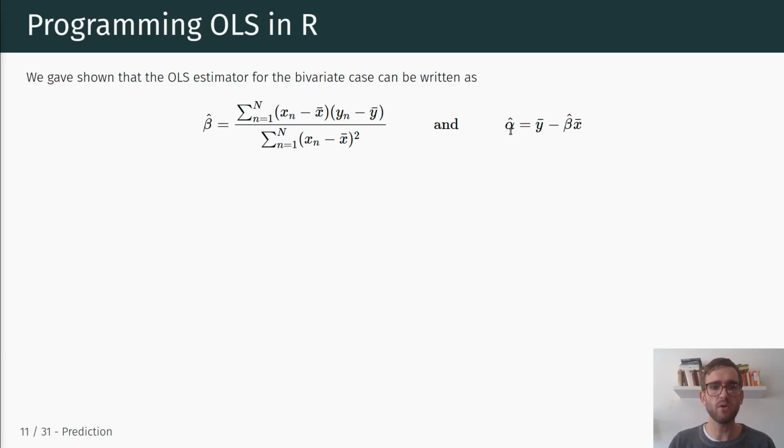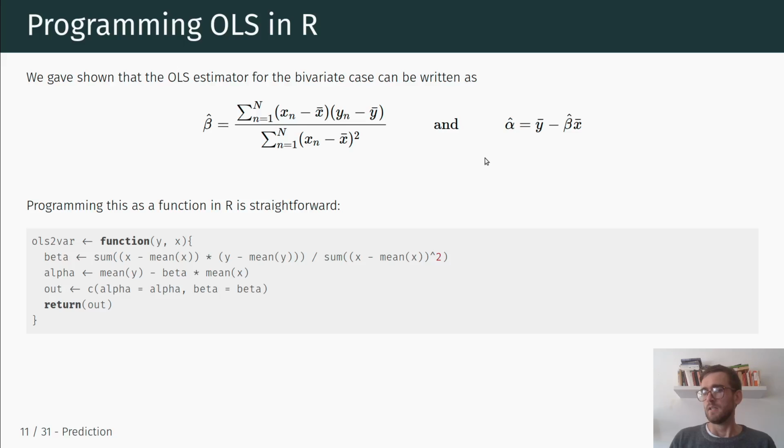Okay, so the goal of this short video is to show that we can directly, very easily program this in R as a function, and then confirm that the result that we get from using the lm command is equivalent to our derivation. So programming this estimator that we derived as a function in R is relatively straightforward.